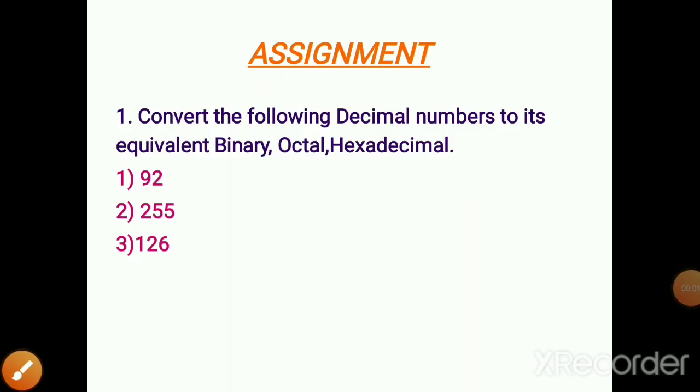Assignments are given. Convert the following decimal numbers to their equivalent binary, octal and hexadecimal. For binary, these numbers 92, 255, 126 are divided by 2. For octal, these numbers are divided by 8. For hexadecimal, these numbers are divided by 16. Clear your doubts by practicing the sums.